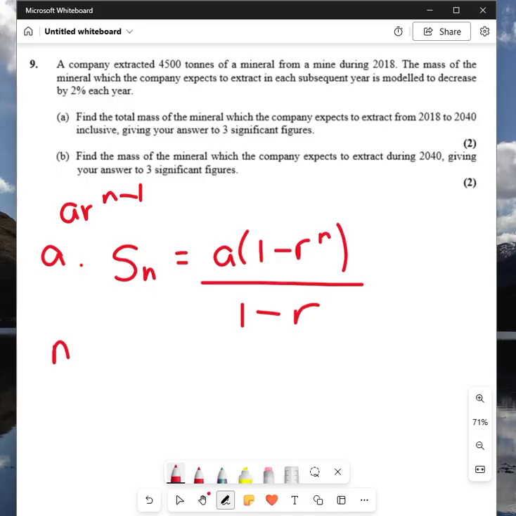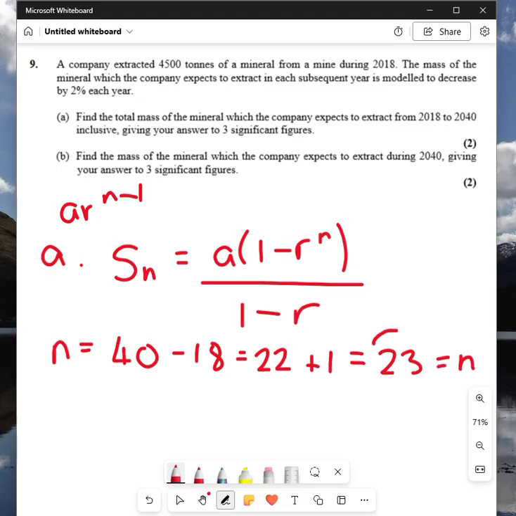So n, and it's quite easy to make a mistake here because we can basically say, well, we want it between 2040 and 2018. So if I do 40 take away 18, that's 22. But that doesn't include the year 18. That's basically from 19 onwards. We want to also include that first year. So you'd have to add an extra 1 on for the year of 2018 as well. Because remember, that's just the difference between 18 and 40. It doesn't include that first initial year, which is 2018. So add an extra 1 on. So n is 23. Hopefully that makes sense.